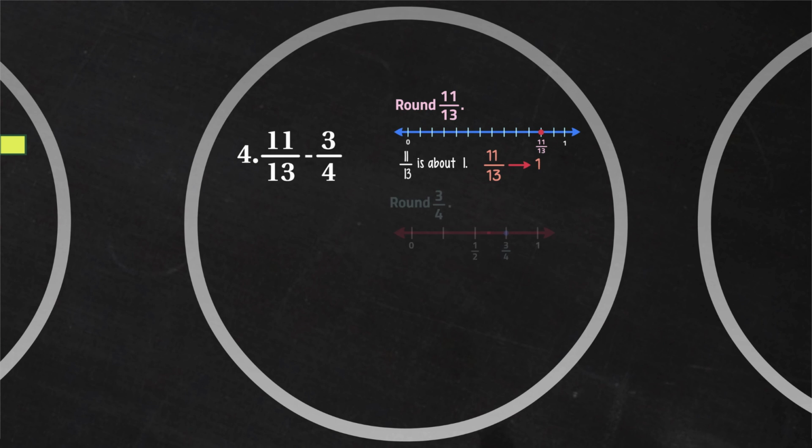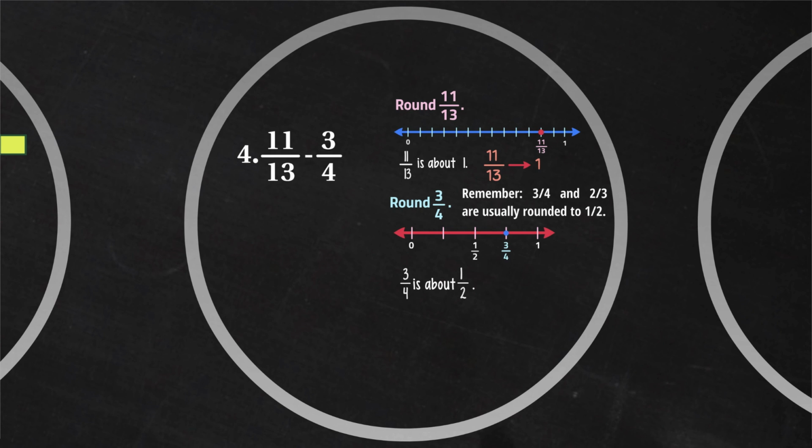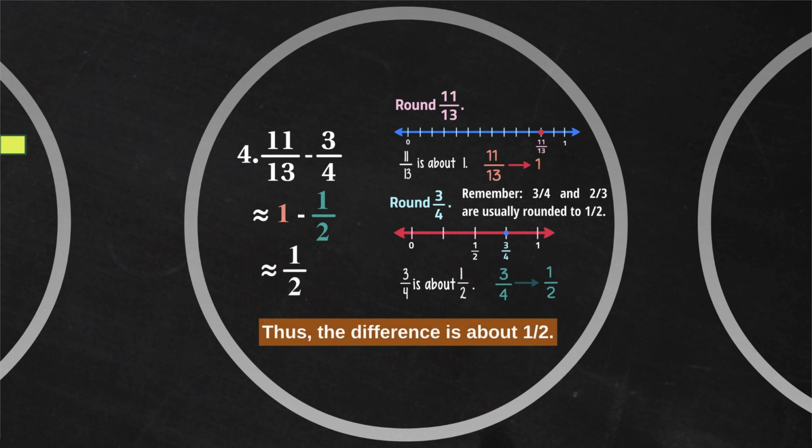For the remaining term, we will round 3/4. Remember that 3/4 and 2/3 are usually rounded to 1/2. So even if the numerator is close to its denominator, we will still round it to 1/2. Thus, 3/4 is rounded to 1/2. After rounding, we now have 11 over 13 minus 3/4 is about 1 minus 1/2. Subtracting gives us 1/2. Thus, the difference is about 1/2.